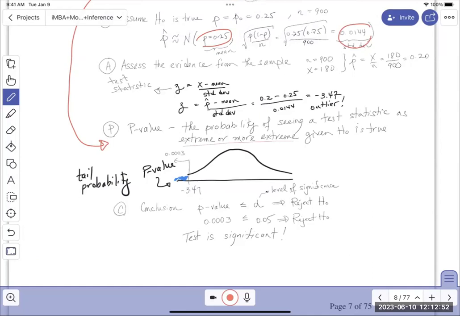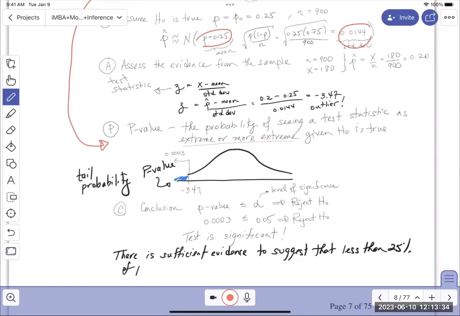So we say in words, so I'm going to ask you to write your answers in words. There is sufficient evidence to suggest that less than 25%. Now, I don't talk about the 20%. I use it for my calculations, but I know it's just one sample and I could have had another one. But I go back to my statement of the alternative and I say there is sufficient evidence to suggest that less than 25% of people use vitamins.